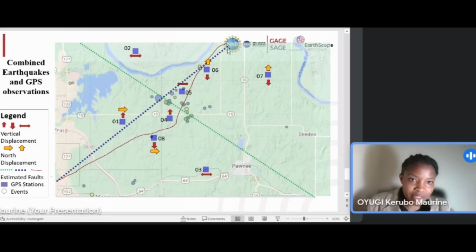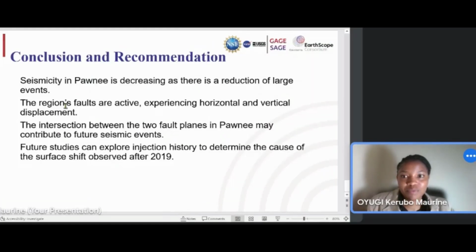We notice that these faults are intersecting near the Pony 2016 magnitude 5.8 earthquake, and this observation is consistent with other studies such as Chen et al. 2017. This study concludes that seismicity in Pony is decreasing as there is a reduction in large events. However, the region's faults are active, experiencing horizontal and vertical displacement. The intersection between the two fault planes in Pony may therefore contribute to future seismic events.